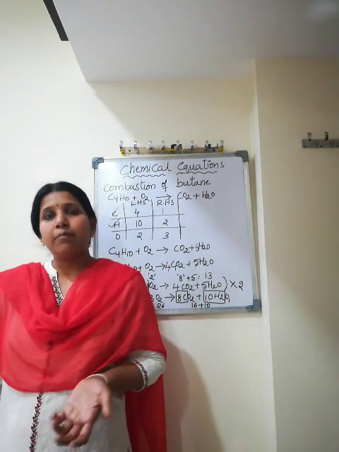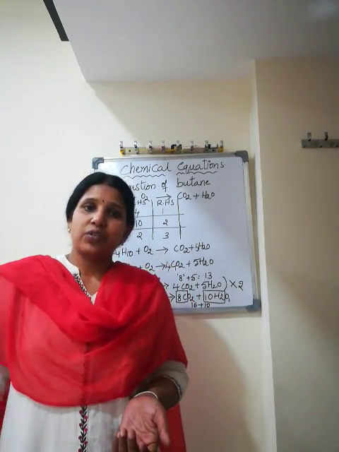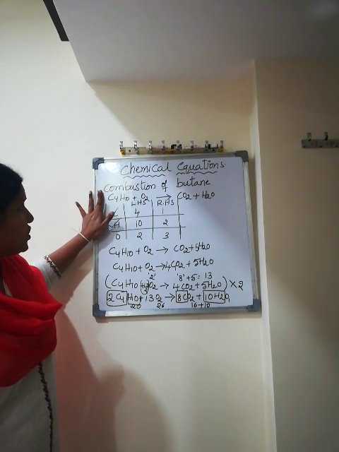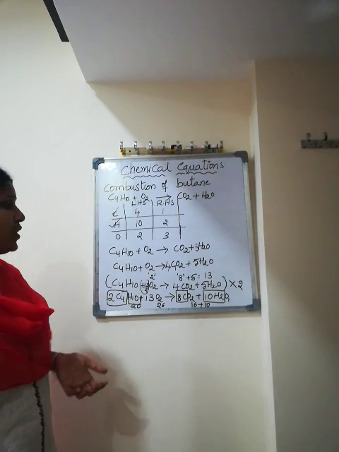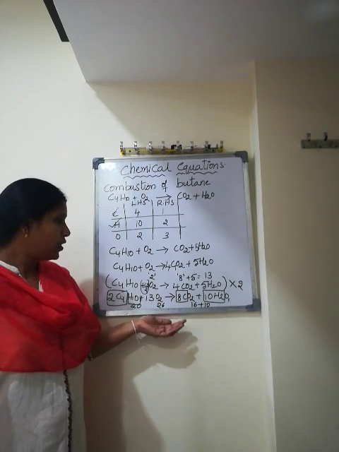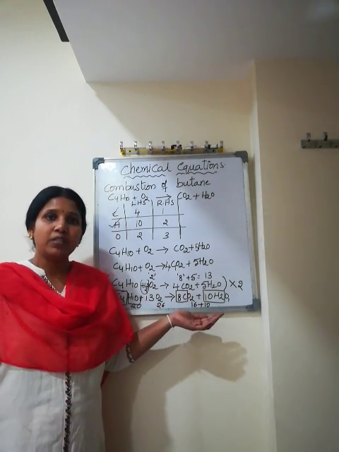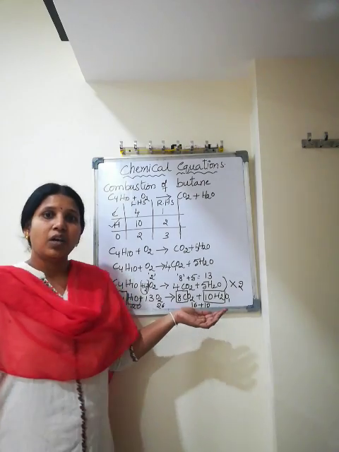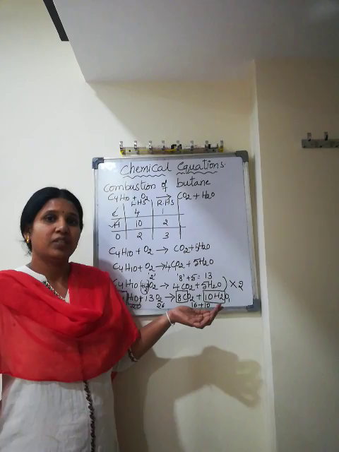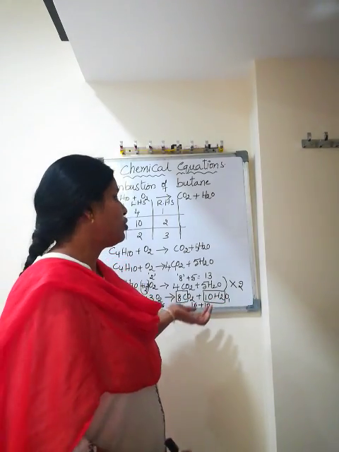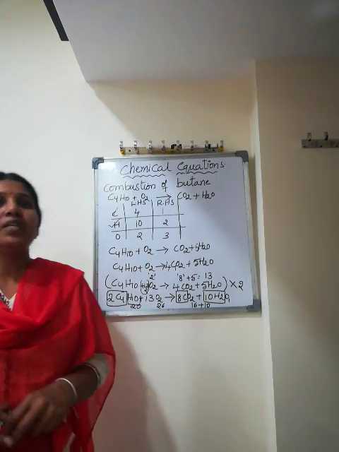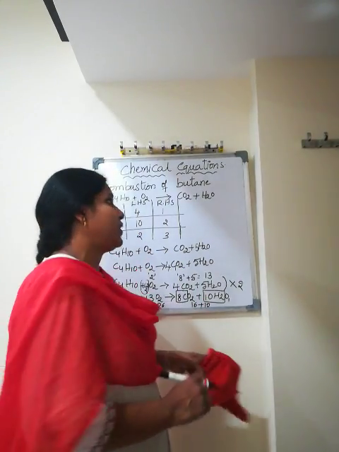Like this, we can balance an unbalanced equation. Clear, children? This is the balanced equation for combustion of butane. Balanced equation is what? 2C4H10 plus 13O2 gives rise to 8CO2 plus 10H2O. I hope you all have done the balanced equation right. Yes? Now I want to explain the next topic, that is how can we make that balanced equation more informative.